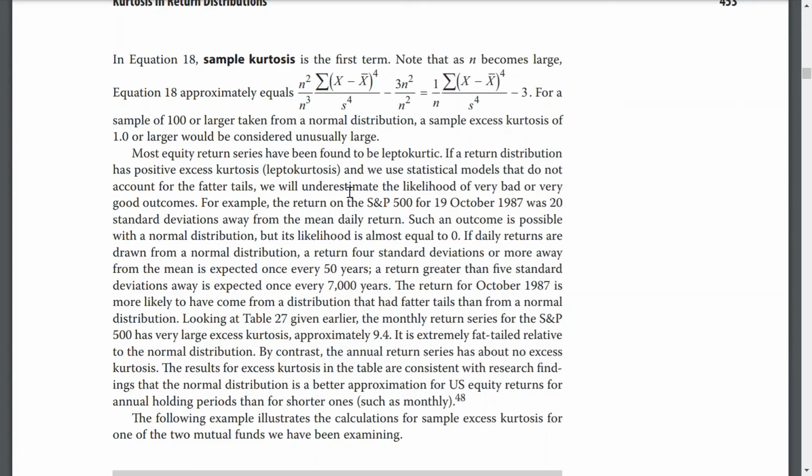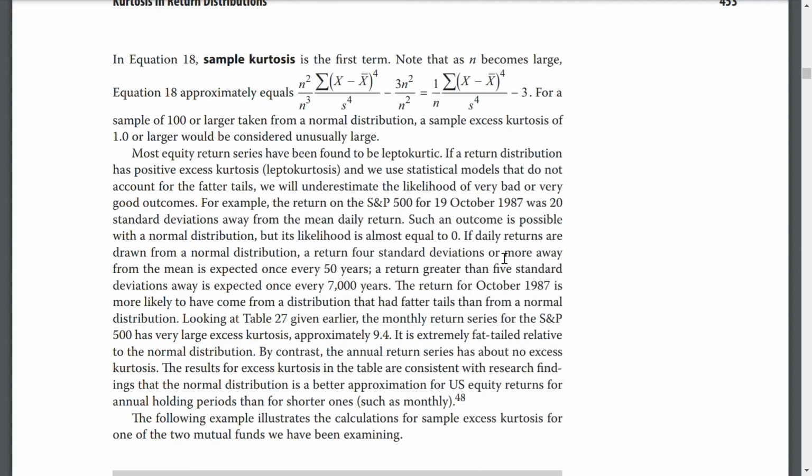If a return distribution has positive excess kurtosis, or leptokurtosis, and we use statistical models that do not account for the fatter tails, we will underestimate the likelihood of very bad or very good outcomes. For example, the return on the S&P 500 on the 19th of October 1987 was 20 standard deviations away from the mean daily return. Such an outcome is possible with a normal distribution, but its likelihood is almost equal to 0.